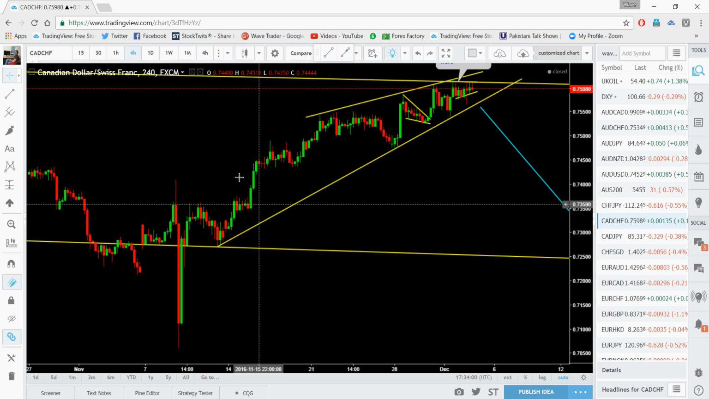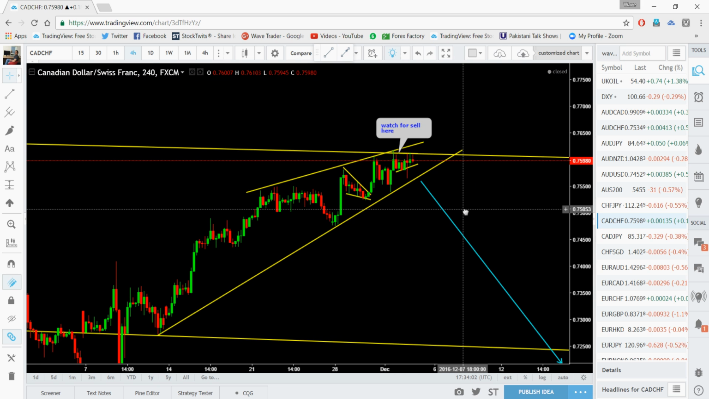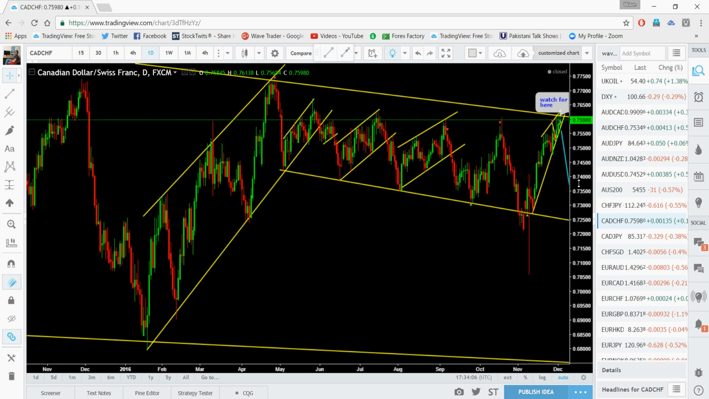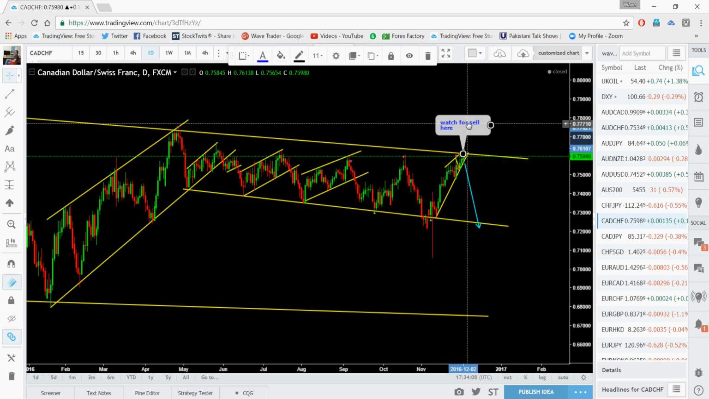Cat chief, same, we're anticipating that this is going to break down. The bigger structure is this, we are watching for this. This trade is not just based on hours or something like that. This trade is based on days, so it will take days like 20 days, 25 days or something like that. So be patient on this trade.